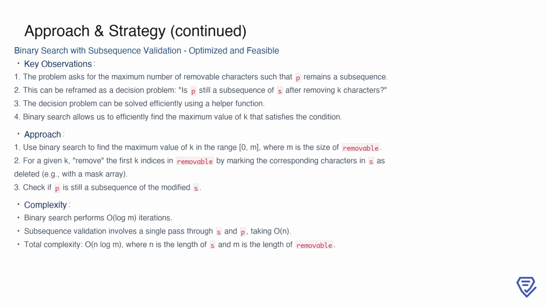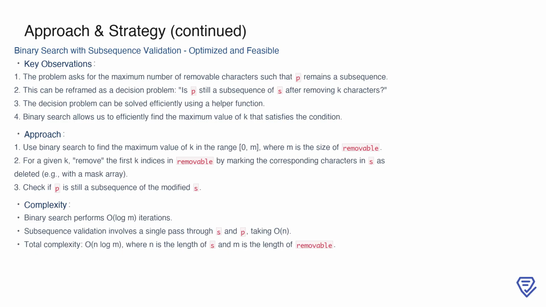By solving this decision problem efficiently, we can use binary search to determine the maximum valid k. The method involves iterating through the range 0 to m, where m is the size of removable, and using binary search to narrow down the largest feasible k. For a given k, we simulate the removal of the first k characters by marking them as deleted using a mask array. We then validate if p remains a subsequence of the modified s.